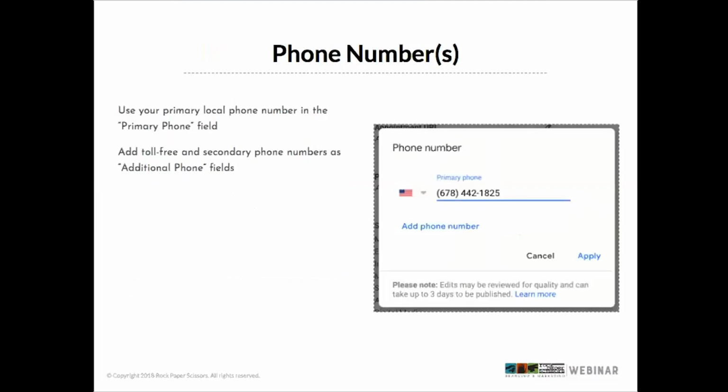And then also your phone numbers. You are allowed multiple phone numbers. This is especially useful if you're using a toll-free number or whatever for tracking purposes. Your primary phone number, so that local phone number, needs to be listed in the primary phone field, and then you can add toll-free or secondary phone numbers in the additional phone fields.